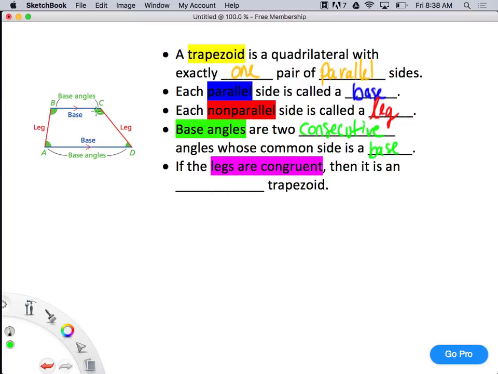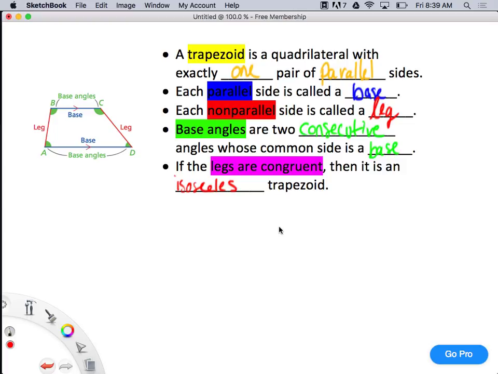So the base angles are the ones that are on the base. Here are the base angles for this base, and here are the base angles for the other base. Each base has a pair of base angles. And the last one is, if the legs are congruent, then it is a what trapezoid? It's an isosceles trapezoid.